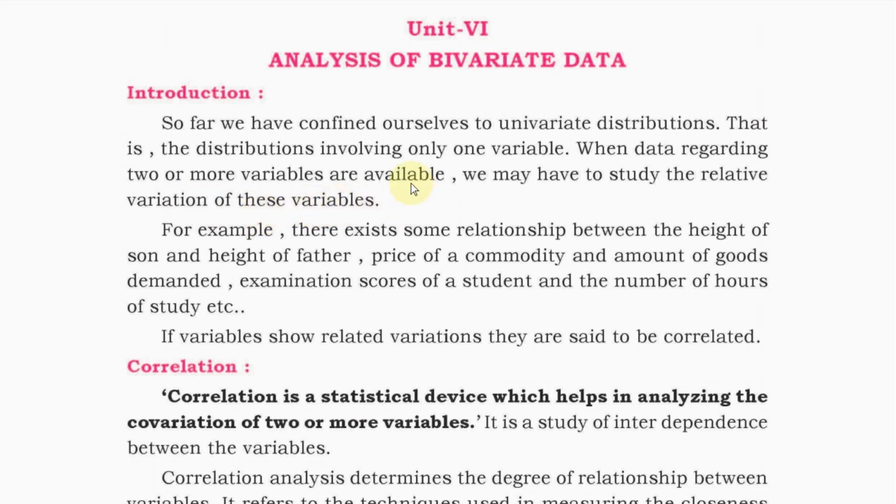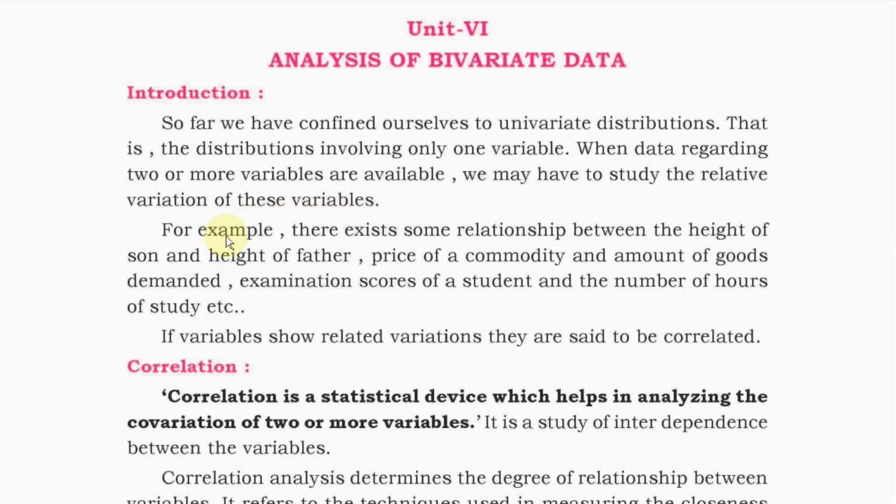variables. Sometimes some phenomena involve more than one variable, which might be affecting each other or might be affected by some other external factors. The changes in those variables occur and affect each other. So we have to study such variations. For example, there exists some relationship between height of the son and height of the father.